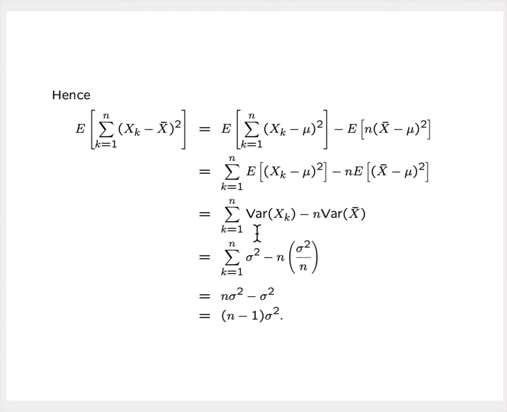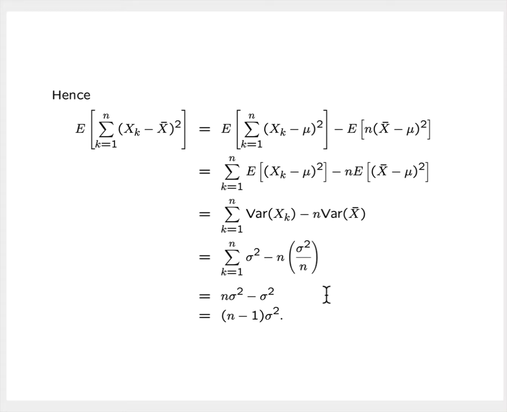Now, because the x's constitute a random sample, they're independent and identically distributed, so they all have the same variance. And so the variance of each x sub k is just sigma squared. In addition, you'll remember from Module 2, the sampling distribution module, that the variance of the sample mean is equal to the variance of the population we're sampling from divided by the sample size. And so that's sigma squared over n. And so we're adding up sigma squared n times, so that's just n times sigma squared.